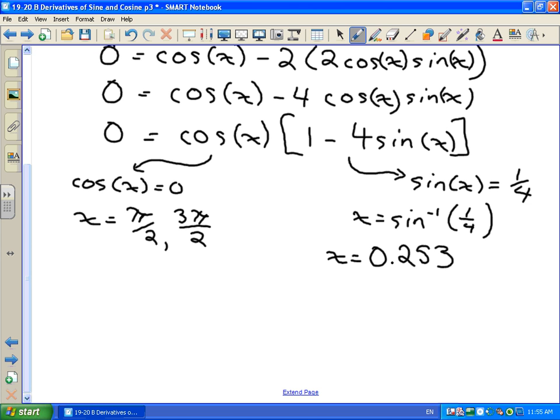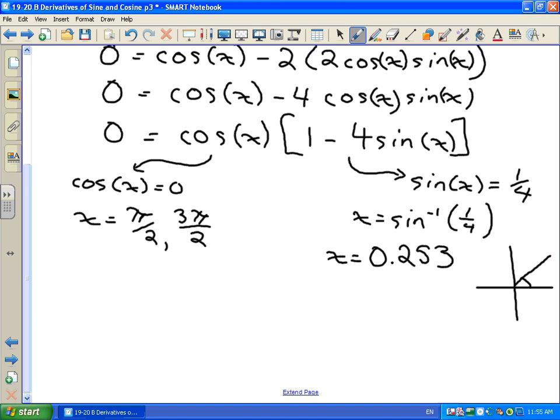Is that the only solution? Brody's shaking his head. What do we have to consider here? Yeah, the domain, which goes 0 to 2 pi. So we have to think about, your calculator is always going to give you, if this is positive, it's always going to give you the quadrant 1 solution. So this is the solution that we have right now.